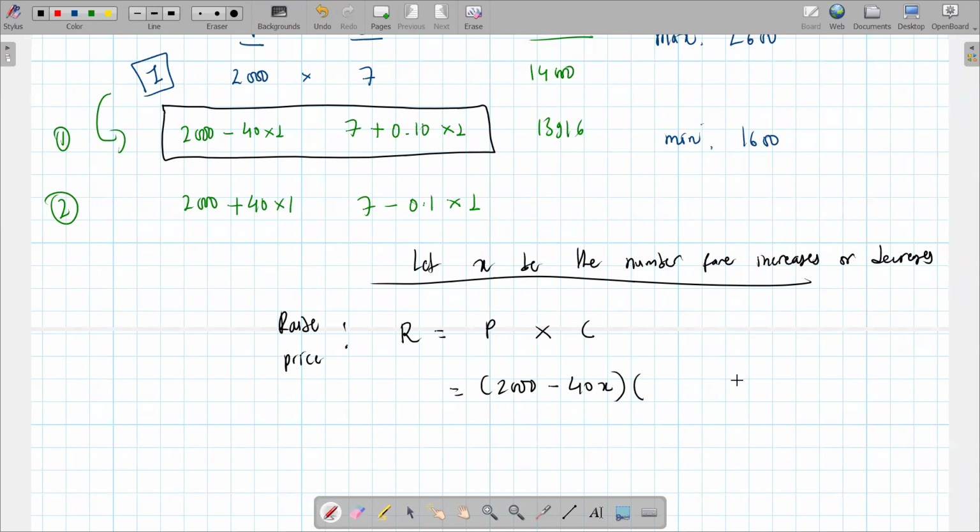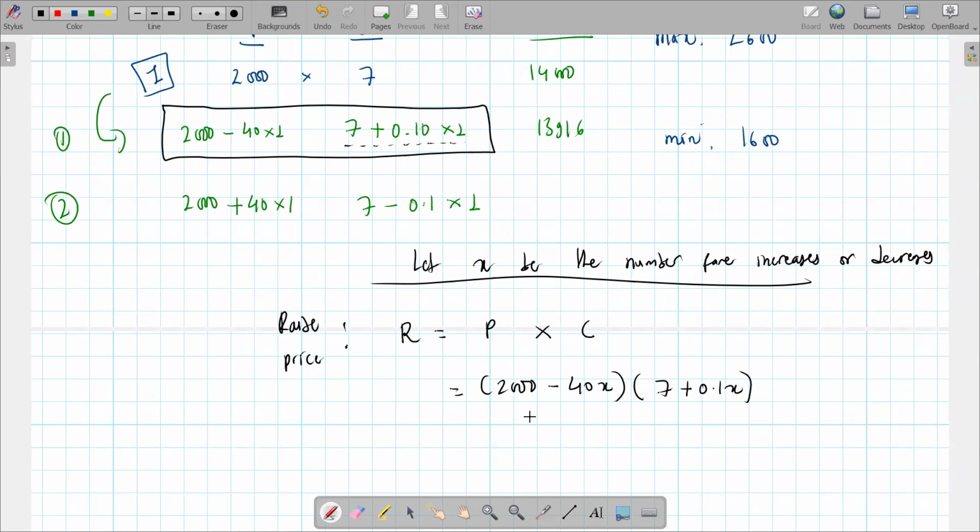What's the cost then? It's this part here. 7 plus 0.1 times what? X, okay? So if you raise the price, depending on how many times you raise it, this is your revenue.